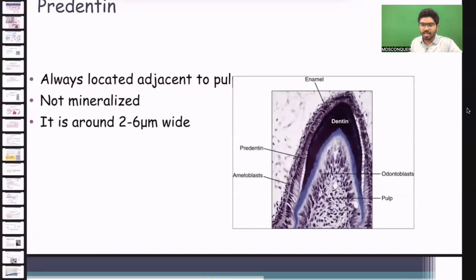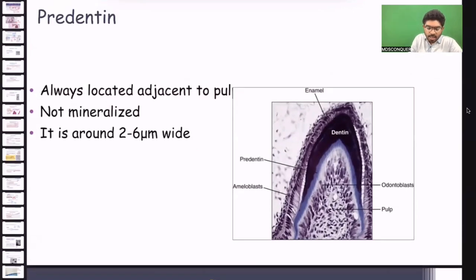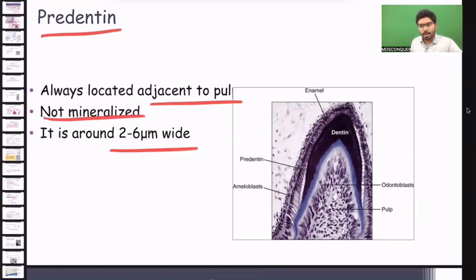Now, types of dentin, most of you are familiar. The first one is called predentin, a dentin which is very close to the pulp, which is not mineralized, and the width is 2 to 6 micrometers. Important question is internal resorption.